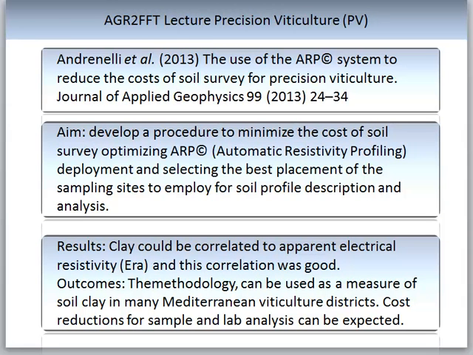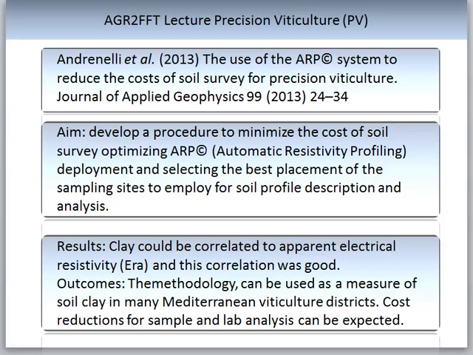Andrielli et al. in 2013 looked at the use of a commercial product, an electrical resistivity system, to reduce the costs of soil surveying for precision viticulture. This work was conducted in the Mediterranean viticultural districts. The aim of this research was to produce and minimise the cost of soil sampling via optimising the automatic resistivity profiling methodology. This paper looked at the development and selection of the best placement of soil sampling sites to employ soil profile description and analysis.